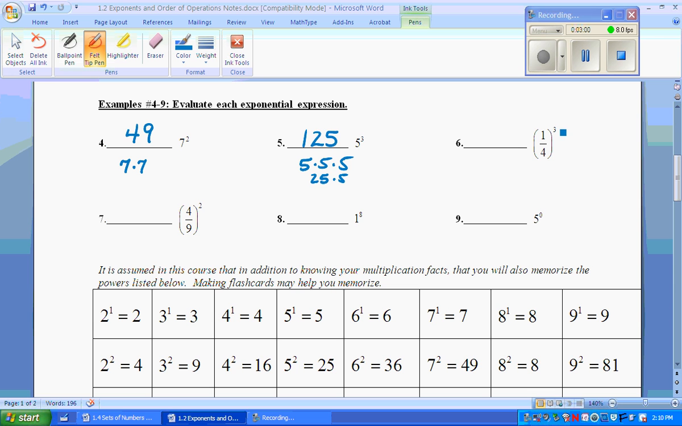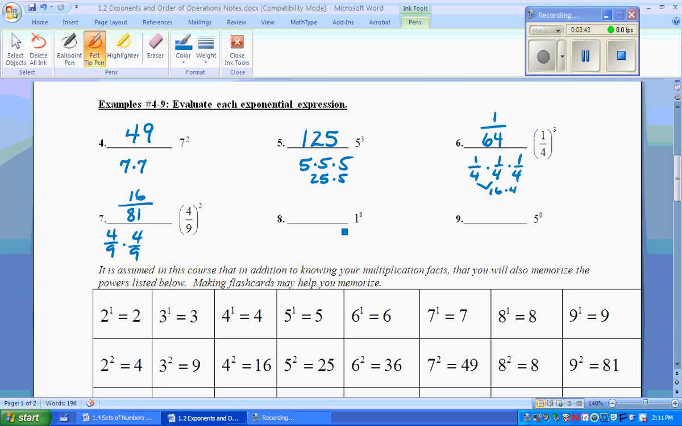In the next one, we have 1/4 to the 3rd power. That's 1/4 times 1/4 times 1/4. So we got 1 on top, and 4 times 4 times 4 on the bottom. 4 times 4 is 16, times 4 again is 64. Okay, so far. Moving on, we have 4/9 to the 2nd power. So we have 4/9 times 4/9, giving me a top of 16 and a bottom of 81.